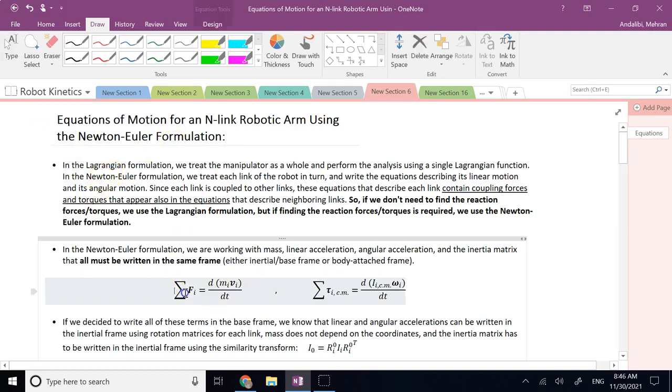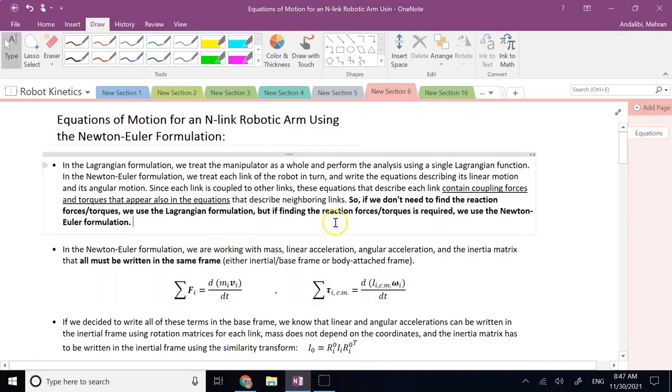Sum of the forces is equal to time rate of change of linear momentum, which is mass times linear velocity, and sum of the moments or torques about the centroid is equal to time rate of change of angular momentum, where angular momentum is the inertia matrix I times angular velocity omega. So these are the two important rules that we have in Newton Euler formulation.